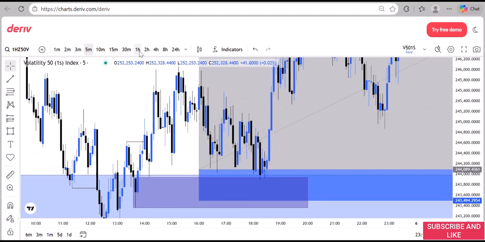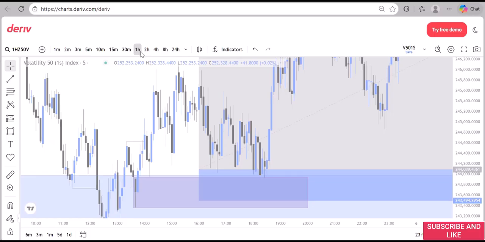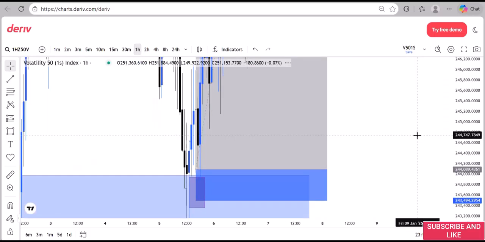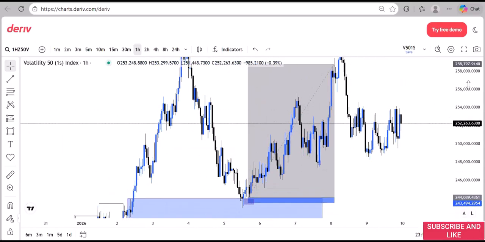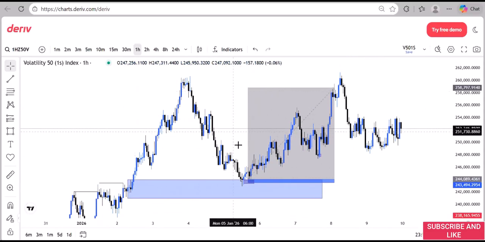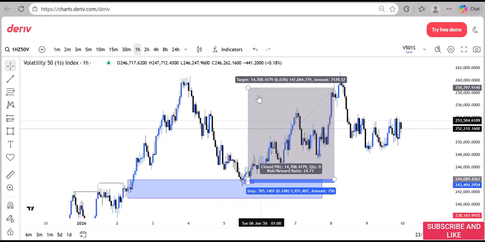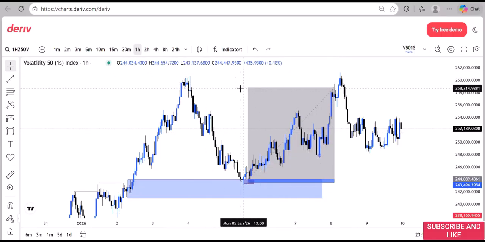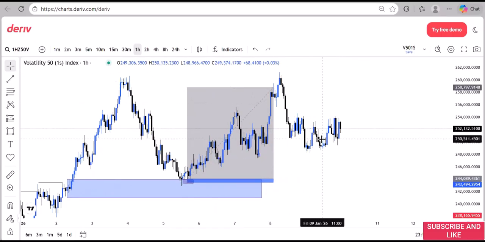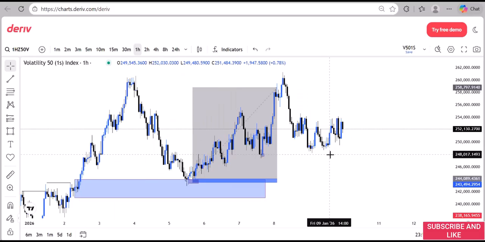Off it went. So where would have been our exits? This is where we would have targeted to exit the trade. This was that previous high, so our target is here. Price came in, tapped into our zone, went, did all this, and then of course we got out in profit. So that's how to spot a sniper entry in synthetic indices.